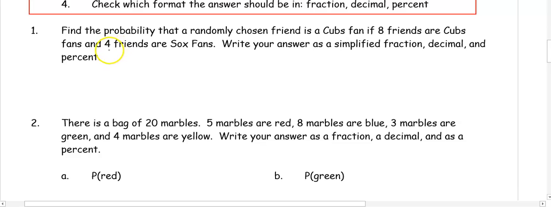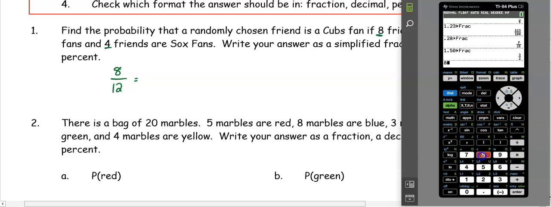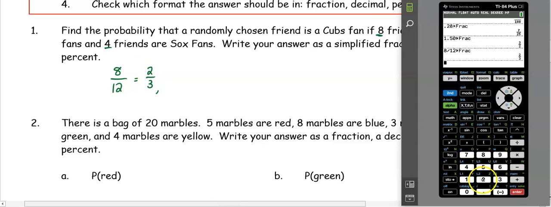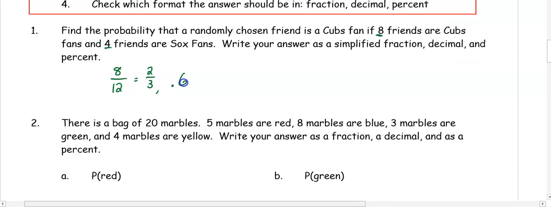So if we have 4 and 8, that means there are 12 people possible, and 8 of them are Cubs fans. If I take my calculator, 8 divided by 12, math, enter, enter. My reduced fraction is 2/3. So 2/3 then as a decimal, 2 divided by 3 would be 0.667, which would be 66.7%.